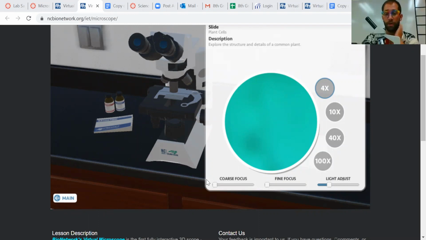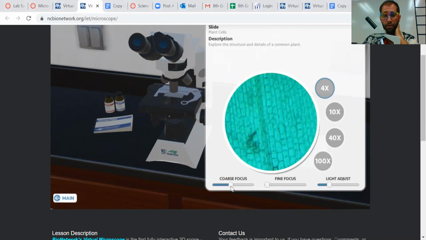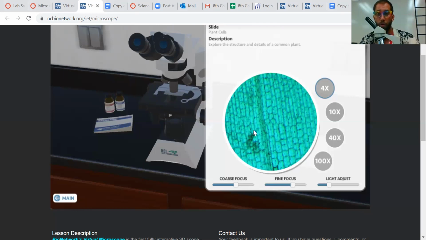Unfortunately, due to the virtual nature of this lab, instead of being able to turn these in real life, you guys are going to use these knobs right here to raise your virtual microscope stage. The coarse focus raises and lowers, and then you're going to use your fine focus to get your image even a little more in focus. Once you have the ability to see these cells on 4 times, you're going to draw a couple of these cells that we have here, our plant cells, in 4 times focus.